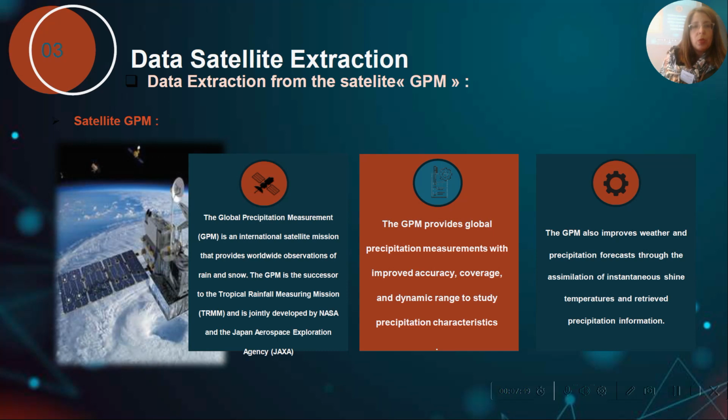The GPM satellite, the Global Precipitation Measurement, is an international satellite mission that provides worldwide observations of rain and snow. The GPM is the successor of the Tropical Rainfall Measuring Mission (TRMM) and is jointly developed by NASA and the Japan Aerospace Exploration Agency. The GPM provides global precipitation measurements with improved accuracy, coverage, and dynamic range to study precipitation characteristics. The GPM also improves the weather and precipitation forecasts through the assimilation of instantaneous brightness temperature and retrieval precipitation information.